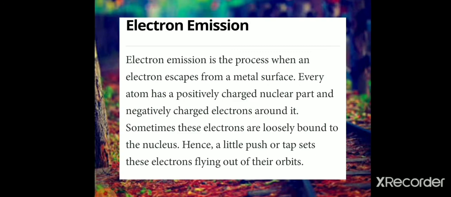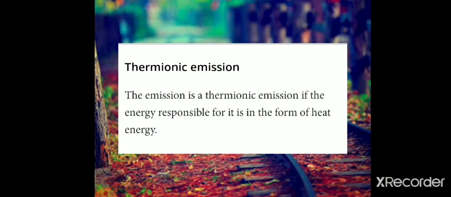So we have seen in this process of electron emission, every atom has a positively charged nuclear part and negatively charged electrons around it. Sometimes these loosely bound electrons, with a little push or tap, fly out of their orbits, which is known as electron emission. There are three types of electron emissions.